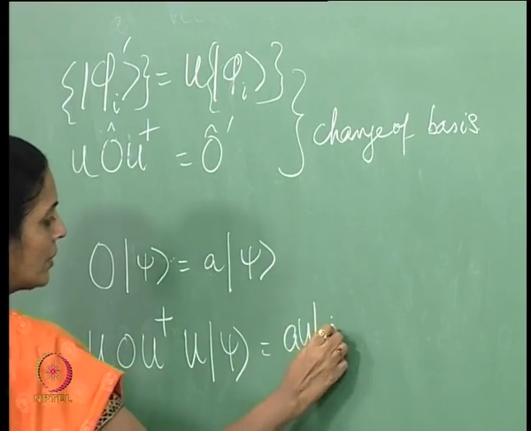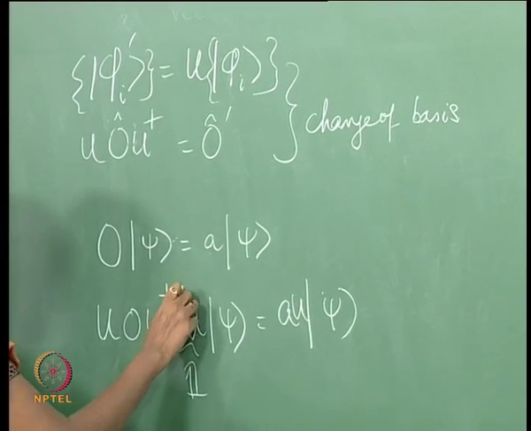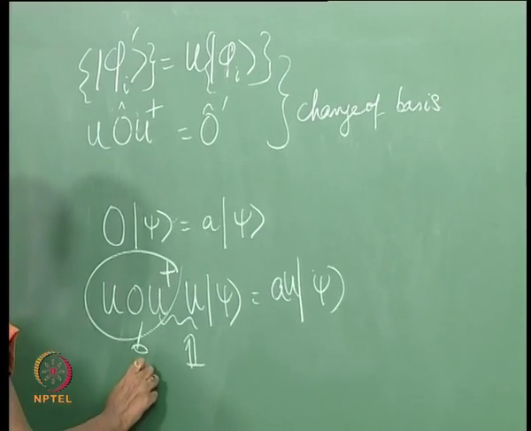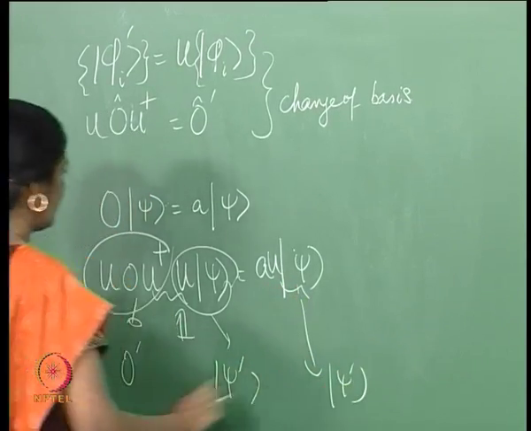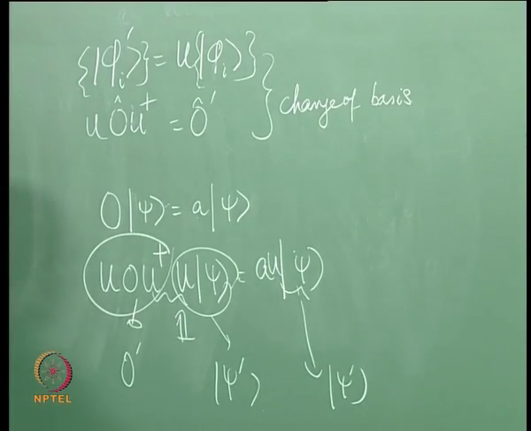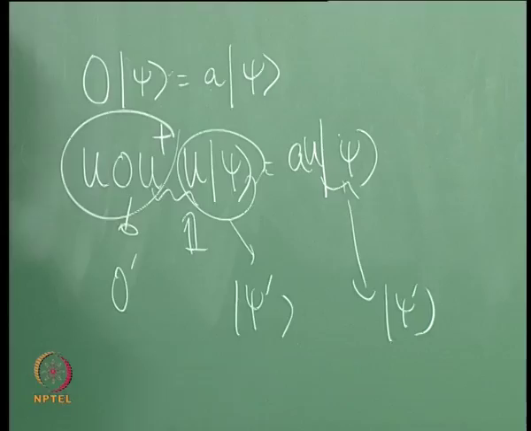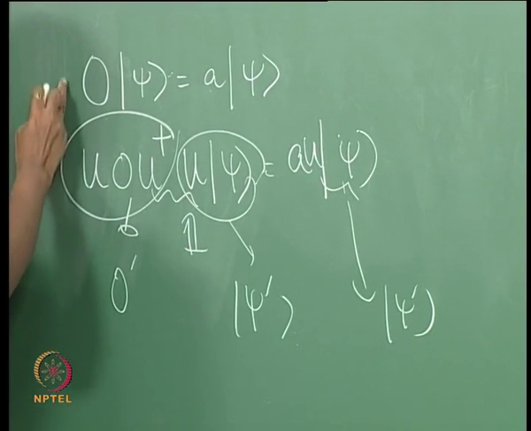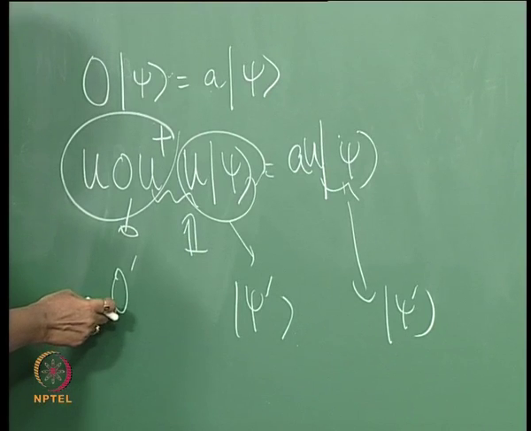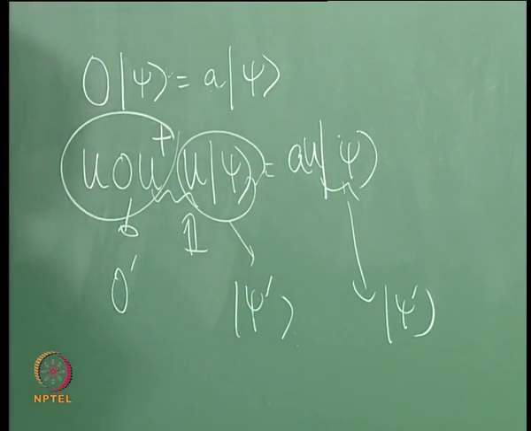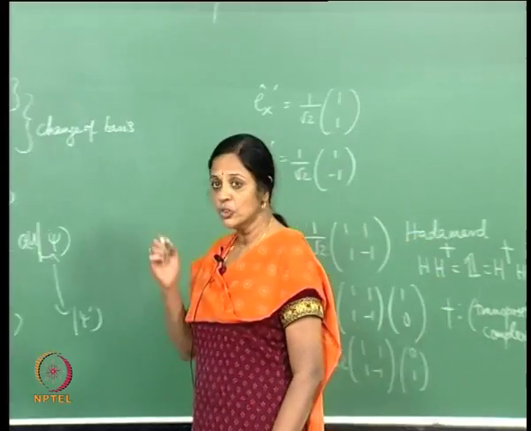Since a is just a number, I can pull it out and put it here, and this is 1. So this object is O prime, this is psi prime, and this is psi prime. Eigenvalues do not change under this unitary transformation. So all that I have done is multiply this whole thing by u and insert a u dagger u in between and recognize this as the new operator, that is the operator in the primed basis, and this as the new state. So under a unitary transformation, eigenvalues continue to be whatever they were numerically.